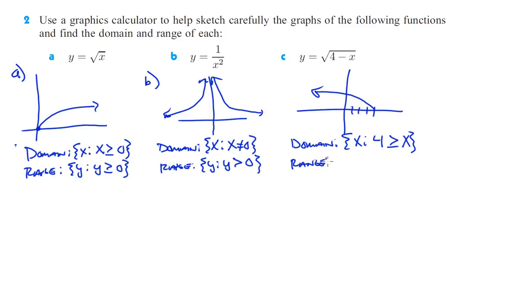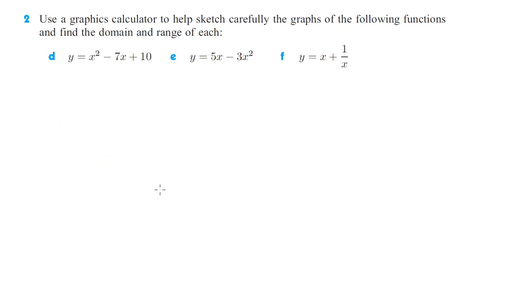Range, we've got y such that, and again we're starting here at 0, and it's just getting bigger and bigger and bigger. Let's write this one the other way around just to show both ways. So we've got y is greater than or equal to 0 on this one here. Okay? Let's take a look at the next three.